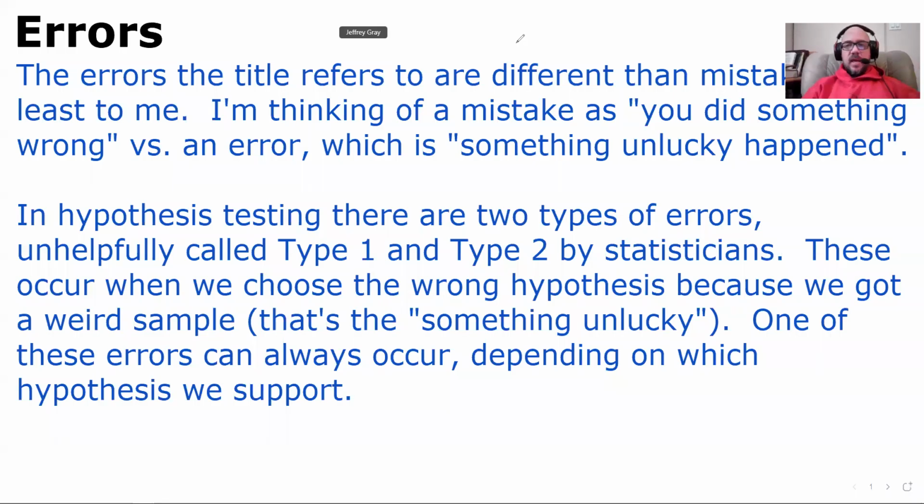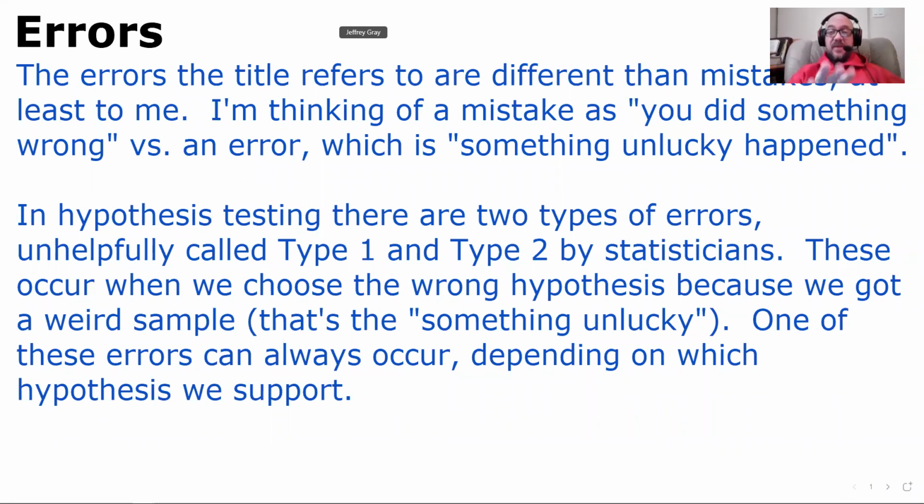I'm thinking of a mistake as you did something wrong, right? Like you calculated something wrong. That's a mistake. An error is something unlucky happened. Almost always this means you got a weird sample. You did good procedures for getting your sample, and you just got super unlucky and it was very weird, right? You did the things that you need to do to avoid bias and get a representative sample, and somehow it just still didn't happen. This is called sampling error.